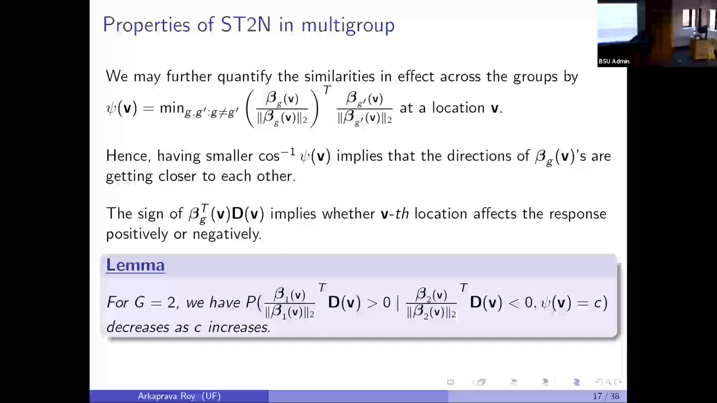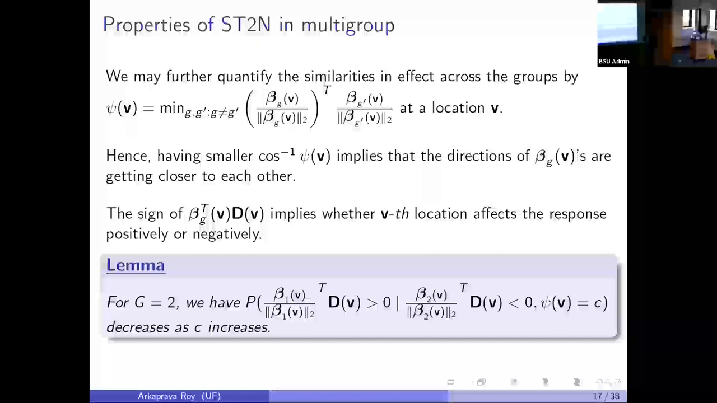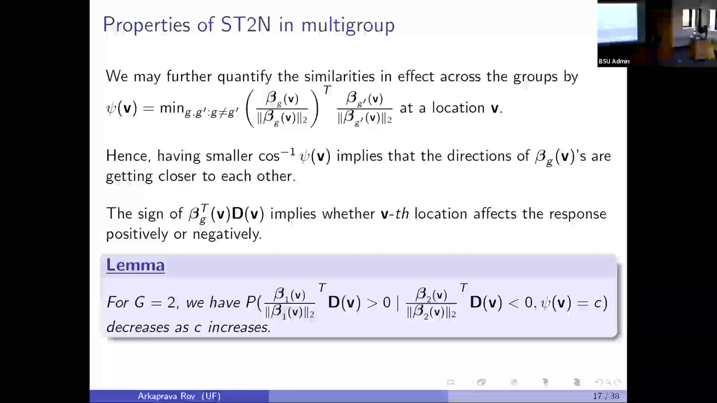And we also prove this result. It is a very intuitive result: if this psi v component increases at the vth voxel, then if the total effect at the vth voxel for group two is negative and group one is positive, that probability goes to zero. Because beta g transpose v dv is the overall effect of the vth voxel, whether that voxel is giving a positive or negative effect on the response comes from the sign of this component. Up until that, if you have any questions, I can take them.